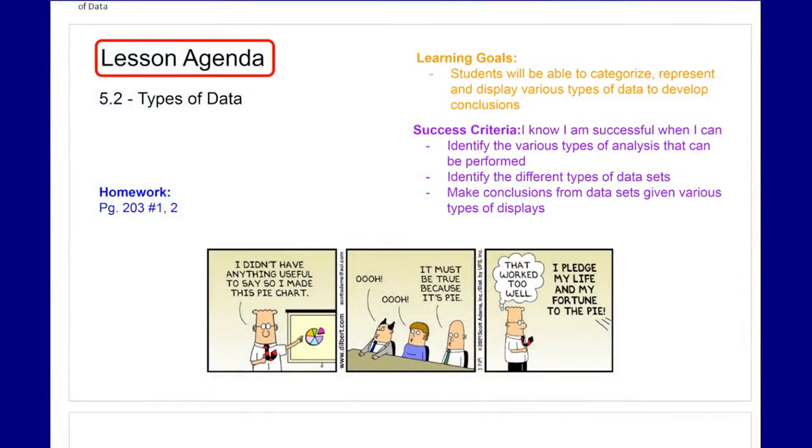In today's lesson, we are going to be looking at types of data. Before, we looked at a brief introduction to data, looking at some key terms and concepts. Now we're going to be looking at different types of data.